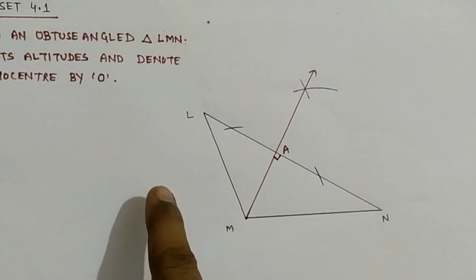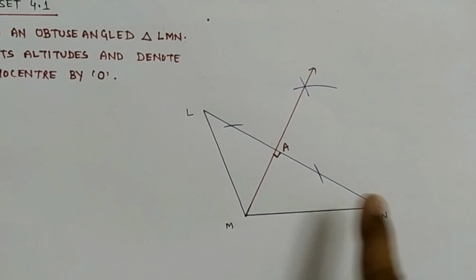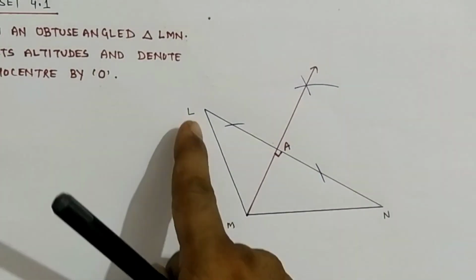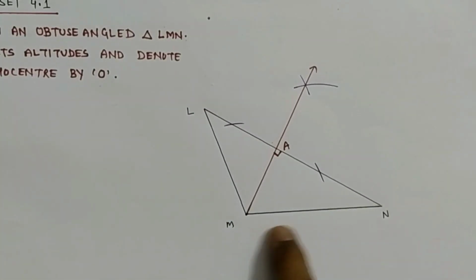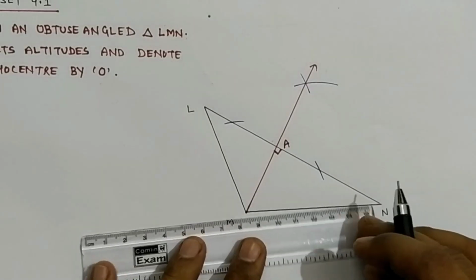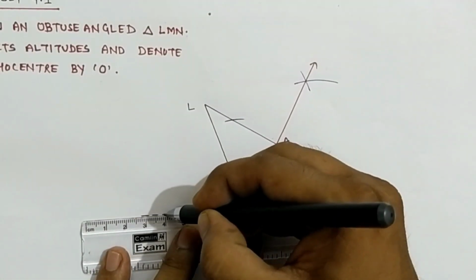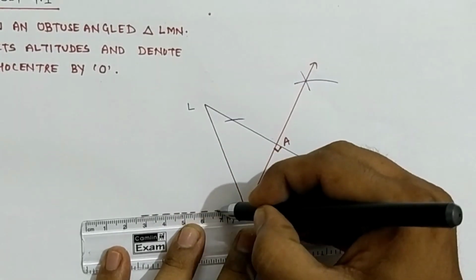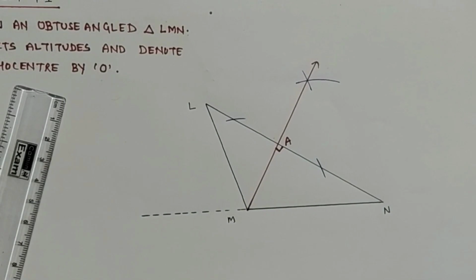Now let us see how to construct perpendicular from L. Now you can see it's an obtuse angle triangle. To get perpendicular from L on the opposite side, this MN we have to extend. We have to extend this base MN. So let us extend this. Okay students, we have extended this base MN.